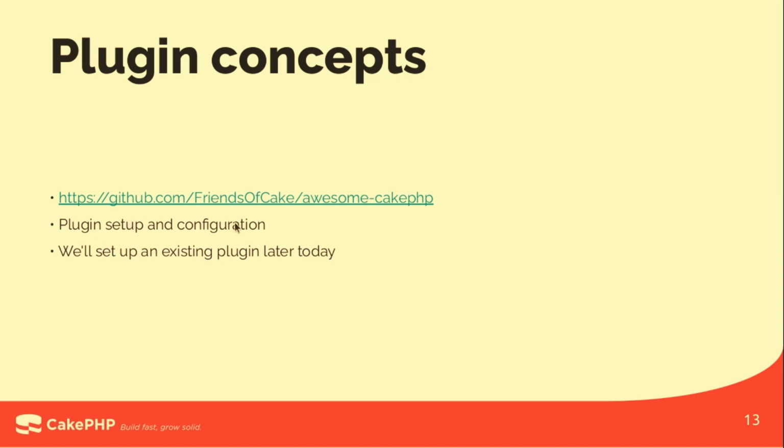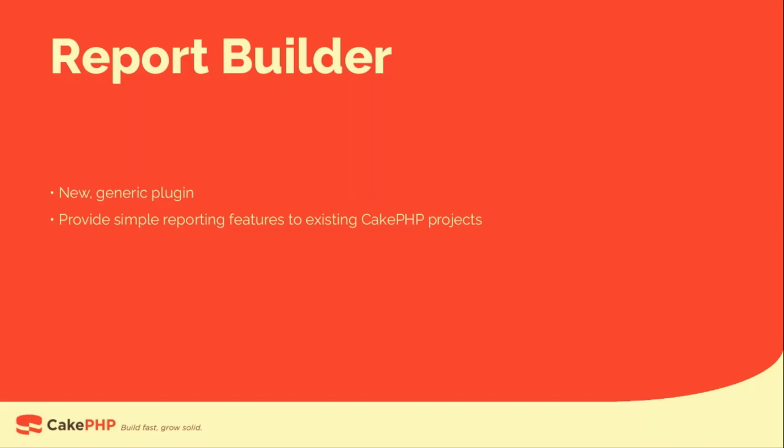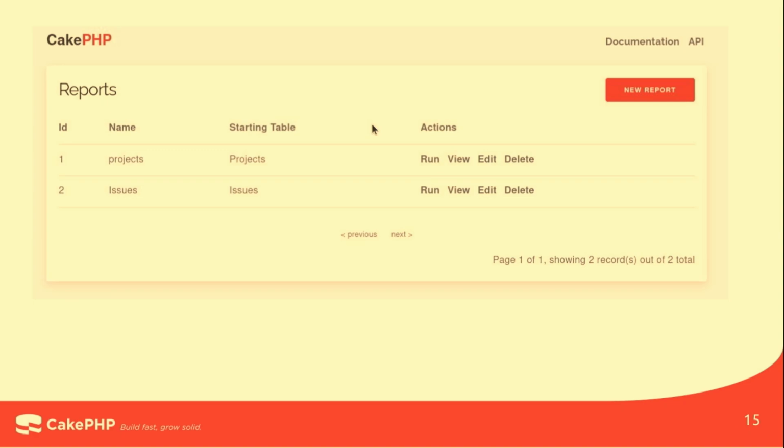Then for plugin setup and configuration, we will set up the slug plugin later today, so we will have some example to do the setup. So we're going to talk now about the report builder, which is the plugin we're going to build today. Basically, these are going to be a couple of screenshots of the plugin that we want to build, so you can have an idea of what we're going to do.